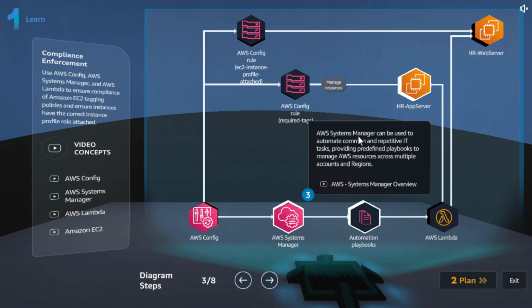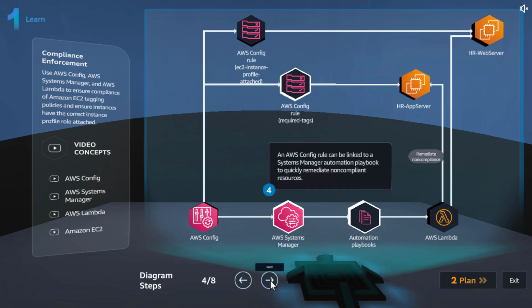And then AWS Systems Manager, we can use it to automate common and repetitive IT tasks, providing predefined playbooks to manage AWS resources across multiple accounts and regions. Usually, repetitive tasks like patching your servers, you can do that using Systems Manager. That's a common use case. And an AWS Config rule can be linked to a Systems Manager automation playbook to quickly remediate non-compliant resources. Whatever rule you have, such as required tags, to remediate, you link it to the Systems Manager automation playbook.